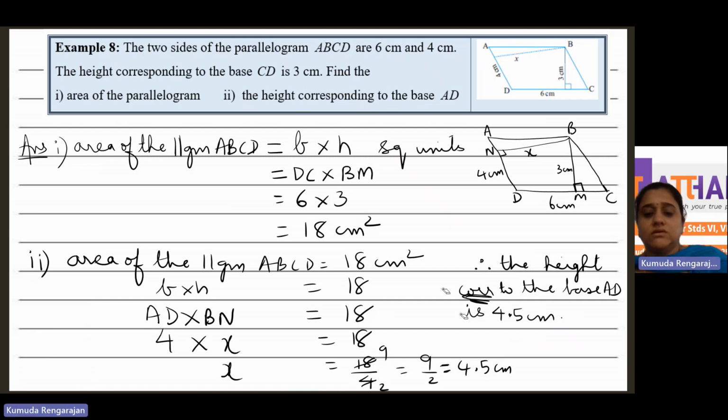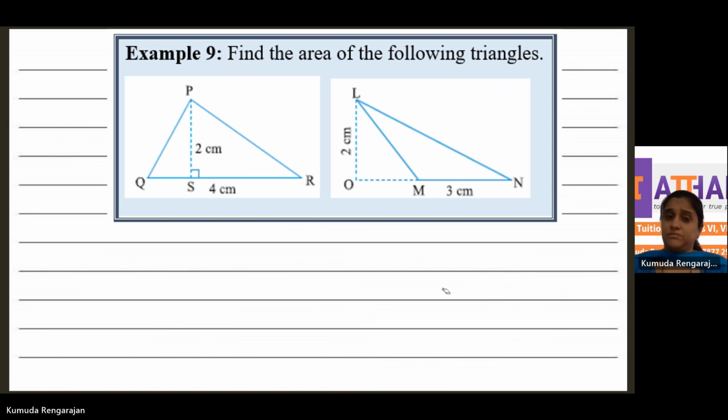So what is this word? Corresponding. C-O-R-R, I've written corresponding. Okay. Now let's see the formula to find the area of a triangle. Right?